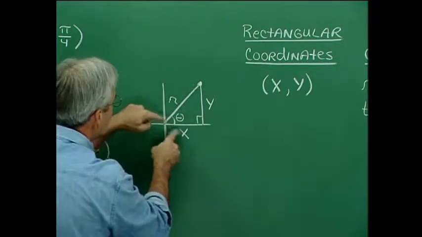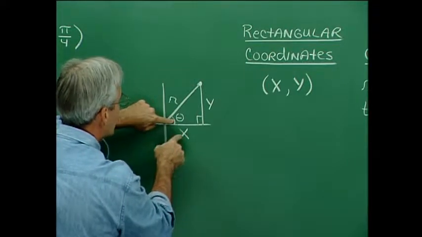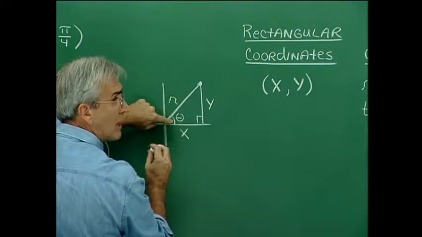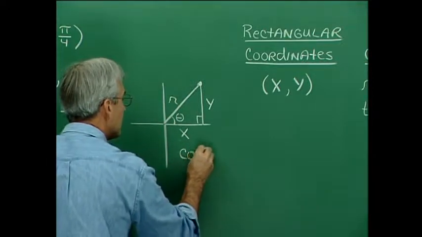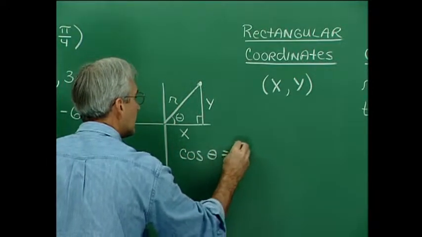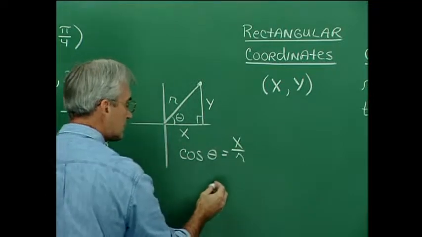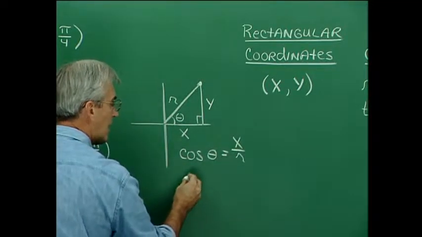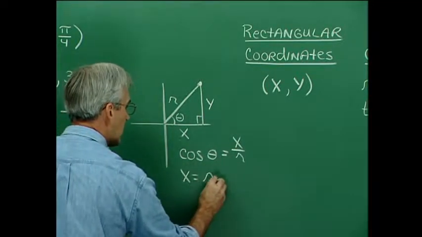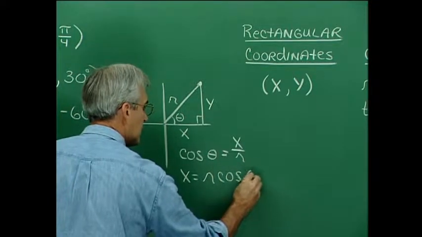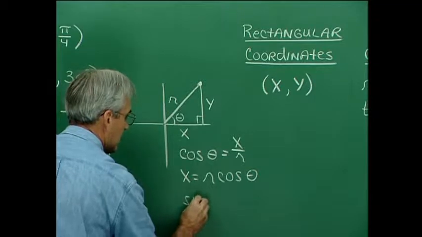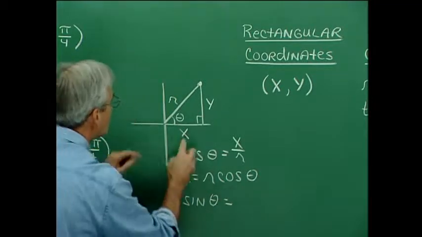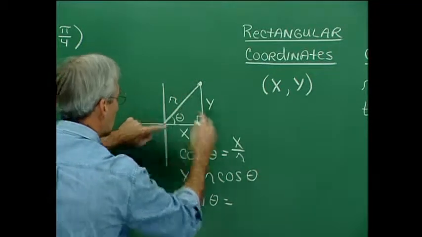For x, from the perspective of this angle, it's the adjacent side, and r is the hypotenuse. So that's just the cosine notion. So the cosine of theta is x over r, and multiplying on both sides by r, we find that x is r cosine theta. And in a similar way, sine theta is y over r.